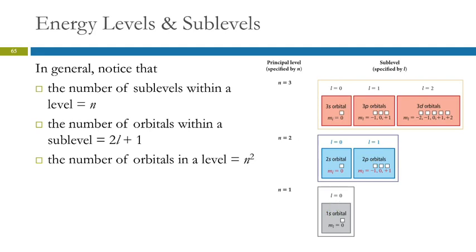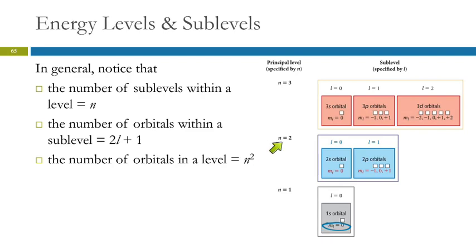From L equals 0, m sub L can be minus L up to plus L. So if L is 0, m sub L has to be 0. So here we've got m sub L equals 0, and that corresponds to S. And so we call this the 1s orbital. This 1 is the principal quantum number, and S comes from the L equals 0. And there's only one of them. So there's only one orientation.